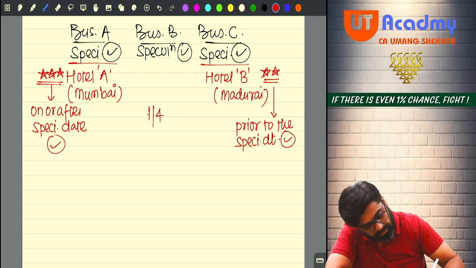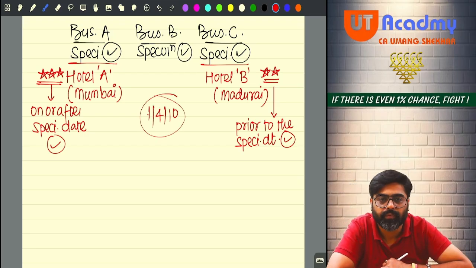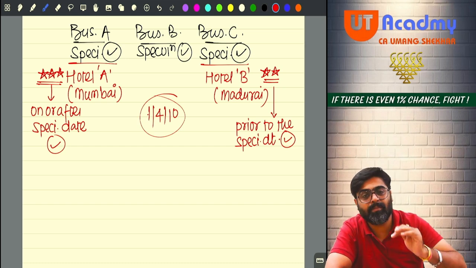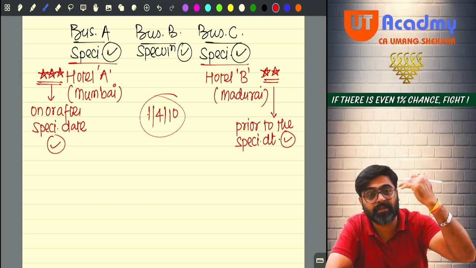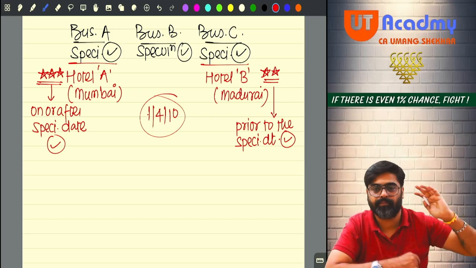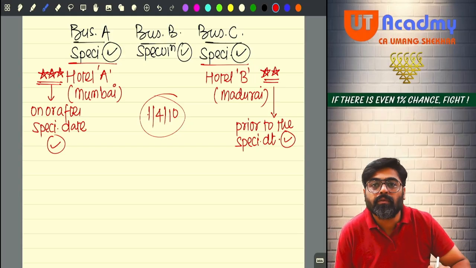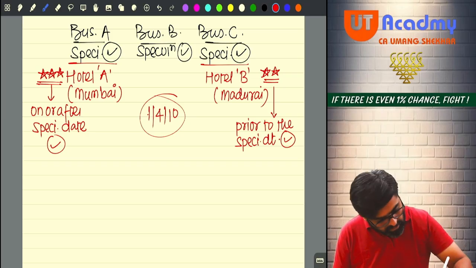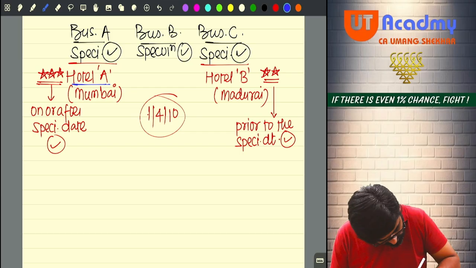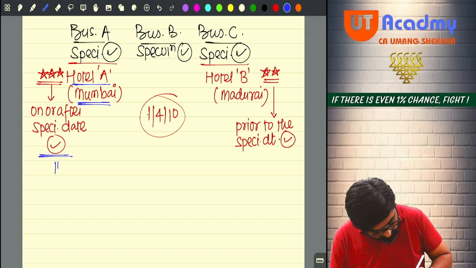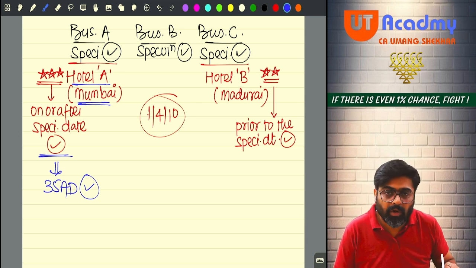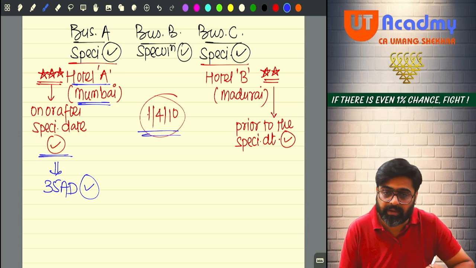So, 1st April 2010, meaning that Mumbai hotel operations are commenced on or after 1st April 2010. Will I get 35 AD deduction from Mumbai hotel business? Eligible for 35 AD? Yes or no? Here, this hotel business in Mumbai, the operations are commenced on or after the specified date. Here, 35 AD deduction is available because the operations are commenced on or after the specified date.